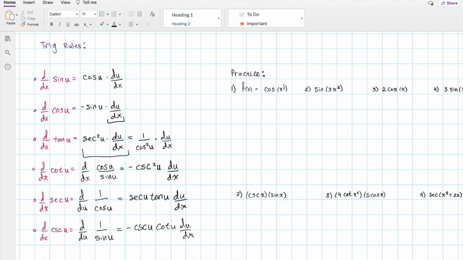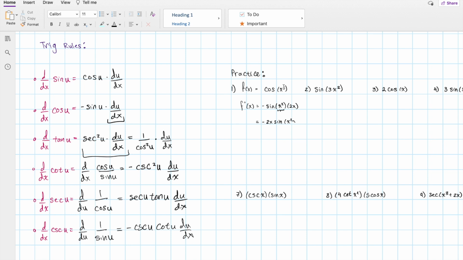The rule says that f prime of x is going to equal negative sine of x squared. We keep that the same, we don't touch it yet. But then the chain rule tells us that we're going to multiply this whole thing by the derivative of what's inside the bracket, right? So that's 2x. So simplified, that's negative 2x sine of x squared. Okay.